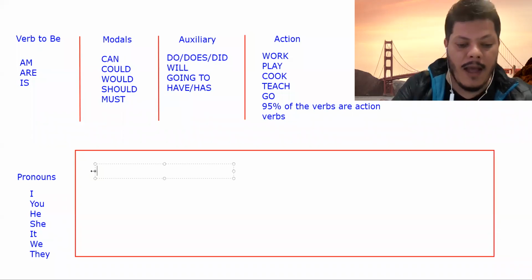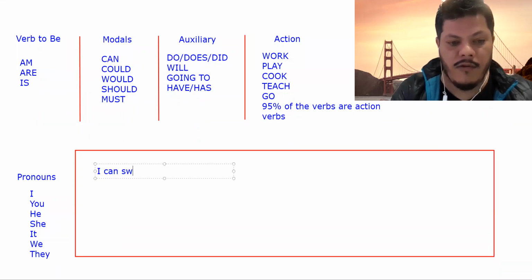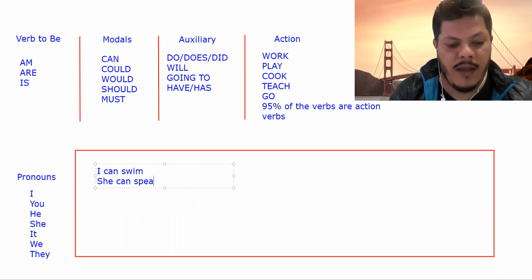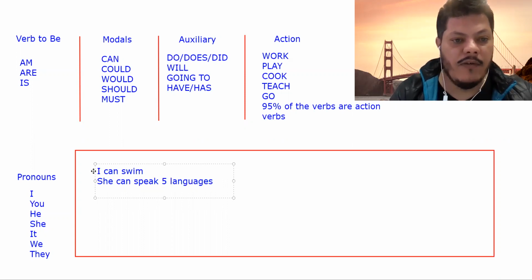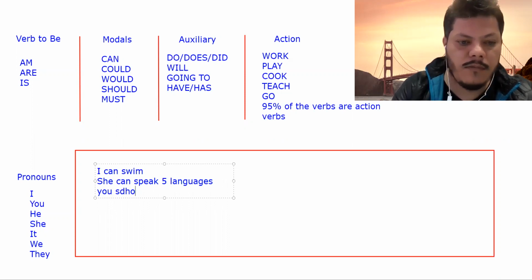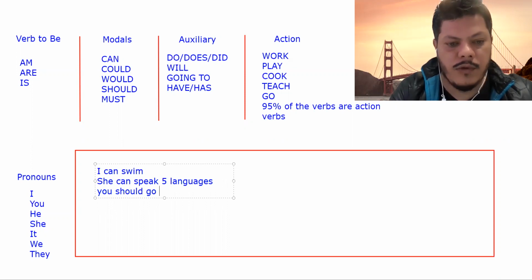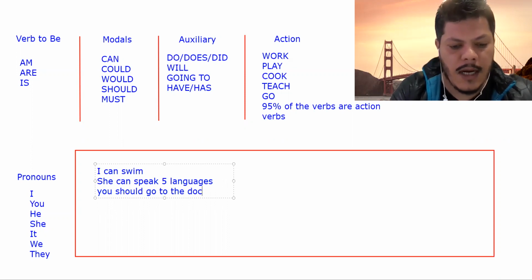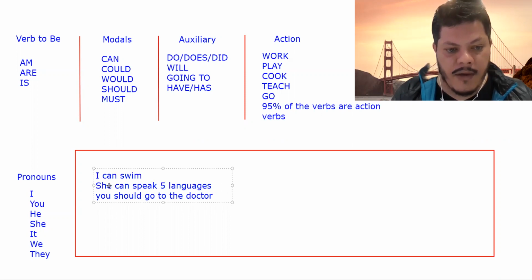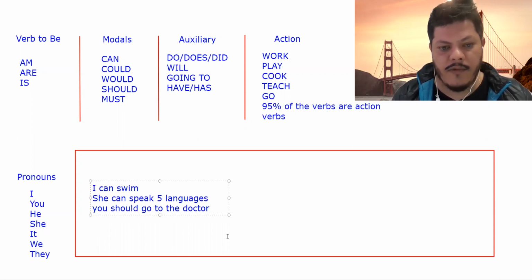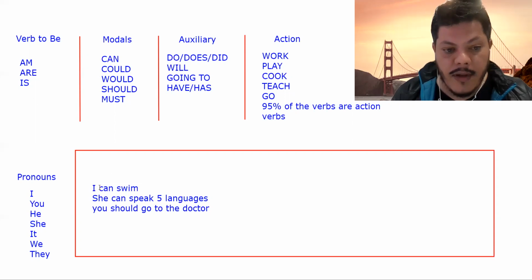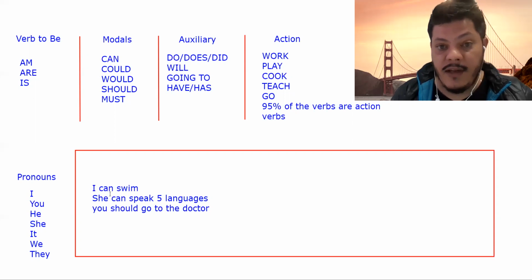So for example, I can swim. She can speak 5 languages. What else? You should go to the doctor. You see here, we have 3 examples. I think these are going to be enough. So here we have the verb can and the verb should that we're using. And basically, these are modal verbs.